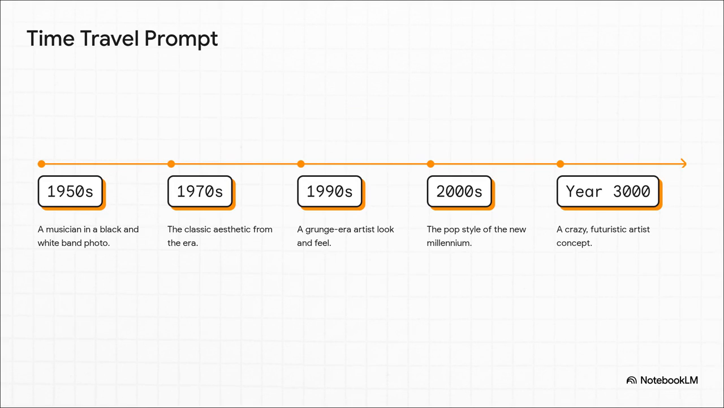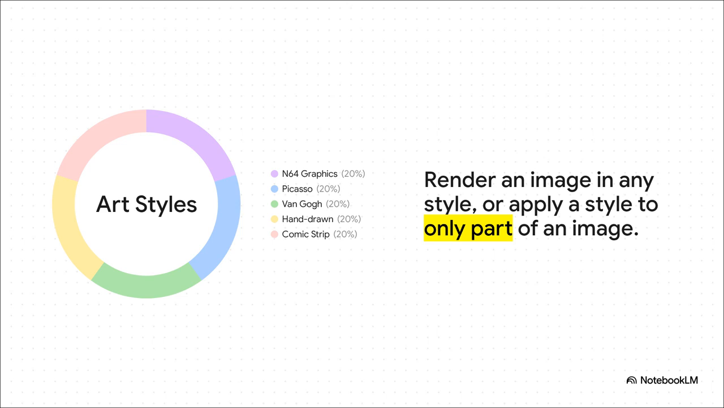And you can take that same character on a trip through time. In this case, one person was turned into a musician from different decades. Look at this, from a 1950s black and white band photo to the grunge of the 90s, and even a wild idea of what they'd look like in the year 3000. It just perfectly captures the vibe of every single era. This style transfer is just as wild. You can make an image look like it's from an N64 game, or painted by Picasso, or drawn as a comic strip.